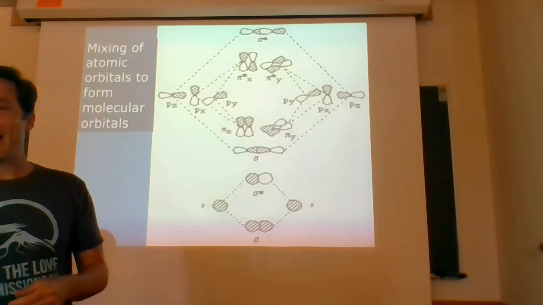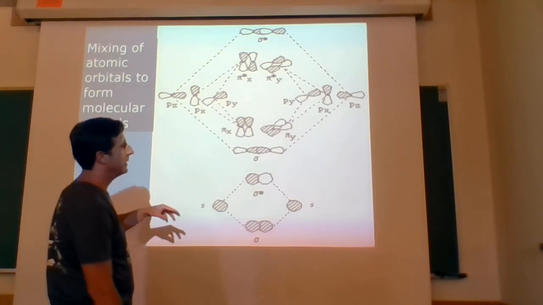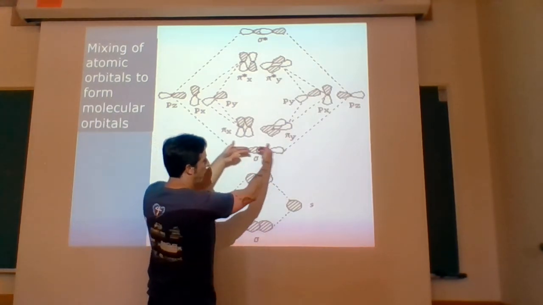Now, when we look at actual diagrams and how these orbitals overlap, the sigma is the 2 p orbitals that are pointed toward each other.